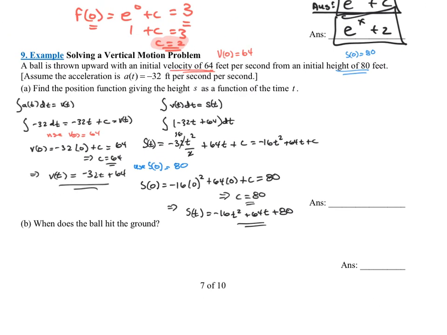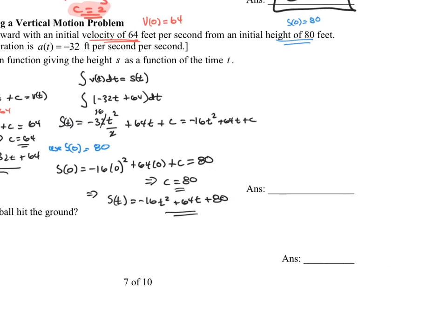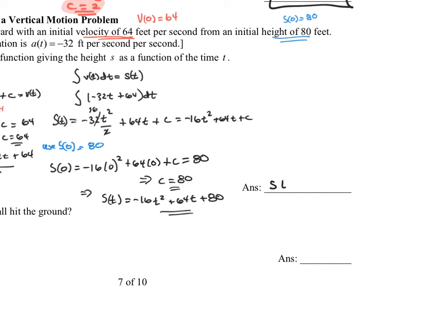Let's look at it. It says find the position function given the height s as a function of time t. We just figured it out. The position function is negative 16t squared plus 64t plus 80.